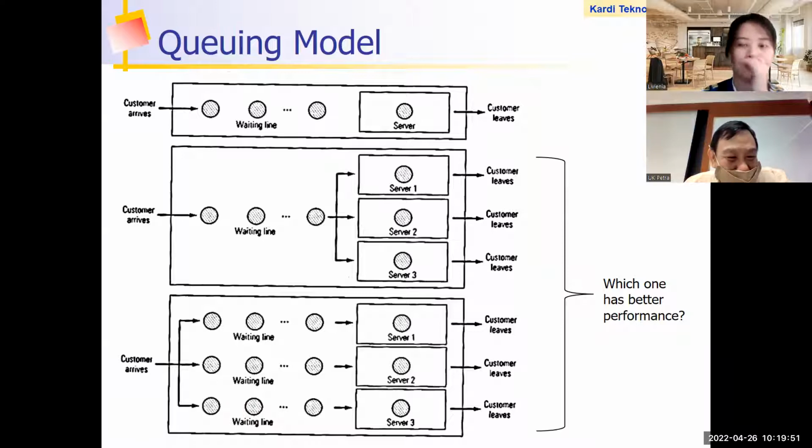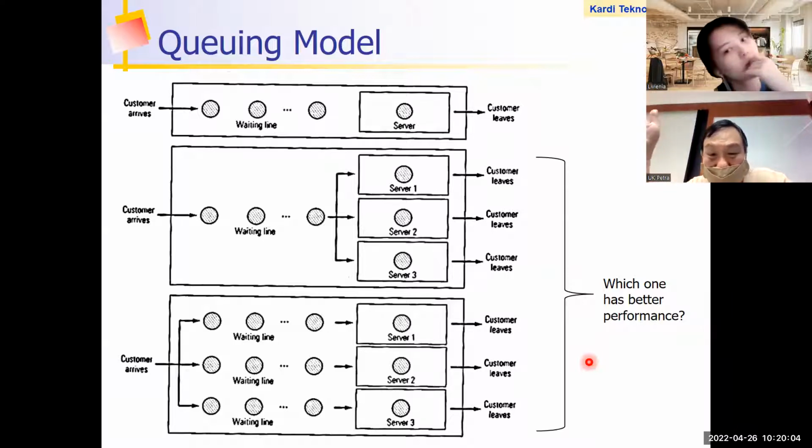So my question to you is, which one is better? Which one is better in terms of performance? Before we continue, can you think? Can we discuss? What do you think? Which one is better?